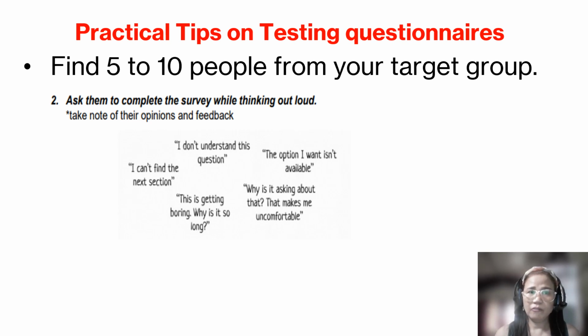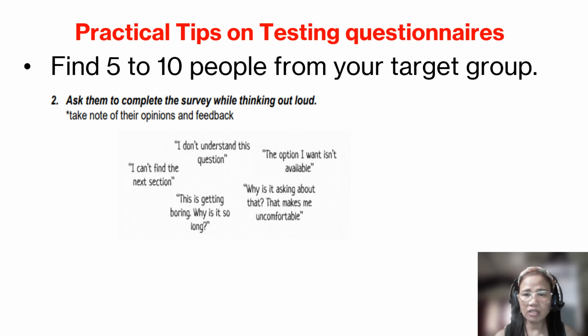Find 5 to 10 people from your target group to test whether your questionnaires are appropriate. Right? Test some of your friends. Ask them to complete the survey while thinking out loud. Take note of their opinions and feedback. For example, some of your friends have this feedback: I don't understand these questions. So you have to bear that in mind.